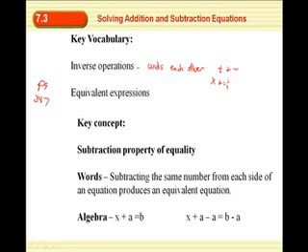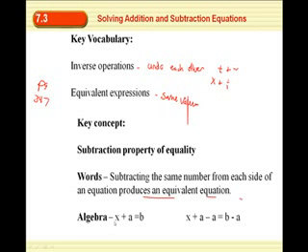Multiplication and division, same thing. Dividing will undo multiplying. Multiplying will undo division. Equivalent expressions, again, are expressions that have the same value. So write the key concept. Here's the subtraction property of equality. It basically says, subtracting the same number from each side of an equation produces an equivalent equation.